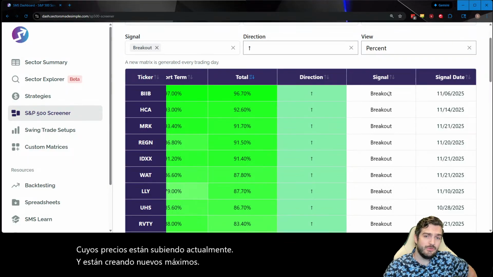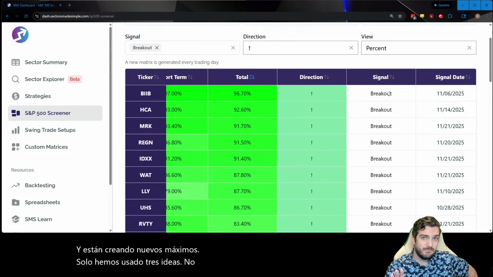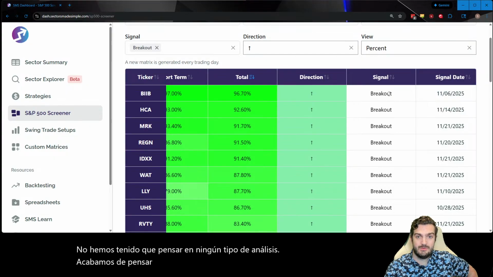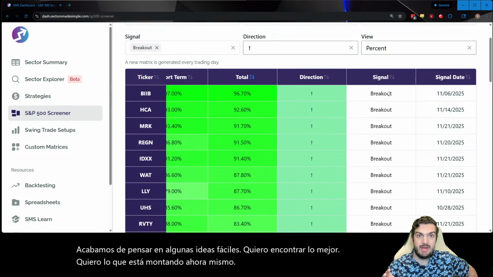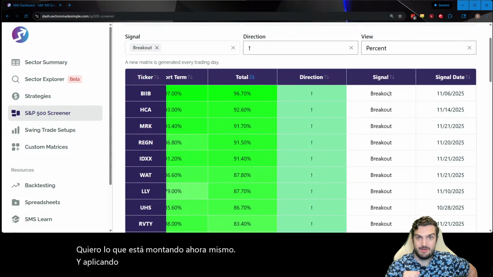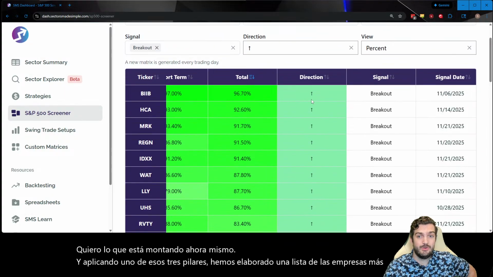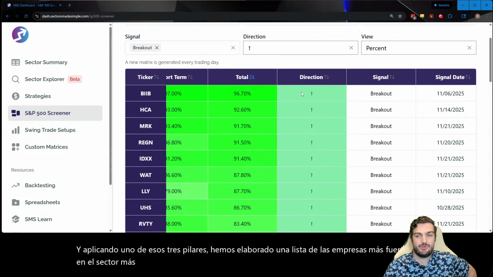We only have used three ideas. We haven't looked at a single stock chart. We haven't had to think about any sort of analysis. We have just thought of some easy ideas. I want to find the best thing. I want the thing that's going up right now. And by applying one of those three building blocks, we have put together a list of the strongest companies in the strongest sector whose prices are going up and are creating new highs.